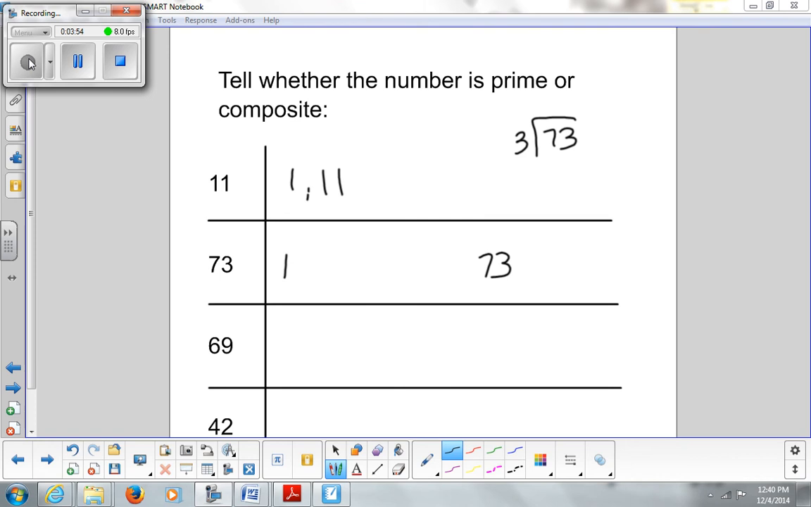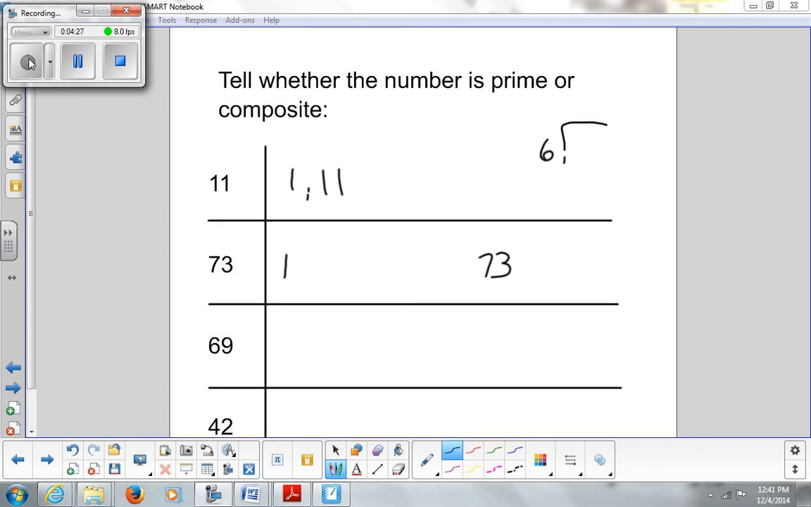3 will go into 7 2 times. 3 times 2 is 6. Bring the 3 down. Can 3 go into 13? No, it cannot. In fact, 4 doesn't, nothing in the 4's equals with the 3 at the end. But just to be on the safe side, 4 goes into 7 one time. 7 minus 4 is 3. Okay. 4 cannot go into 33. The closest is 32. 5 can't go in because it doesn't end with a 5 or a 0.